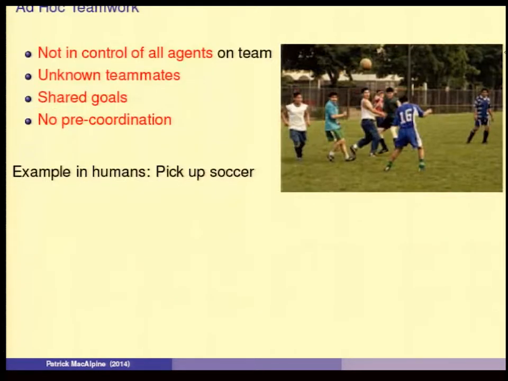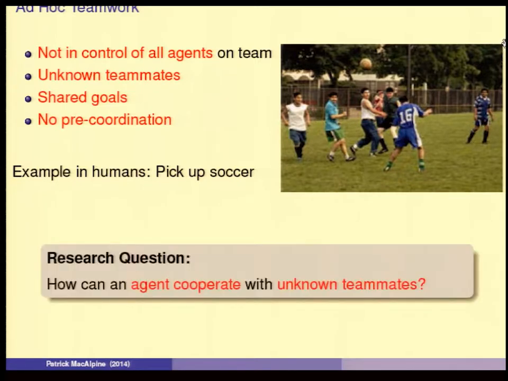Ad hoc teamwork is where we have a team with some shared goals. However, we're not in control of all the agents on a team, and in fact, we often don't know who our teammates are beforehand. There is no pre-coordination. An example of this in humans would be pickup soccer. So the research question that we ask is, how can an agent cooperate with unknown teammates?